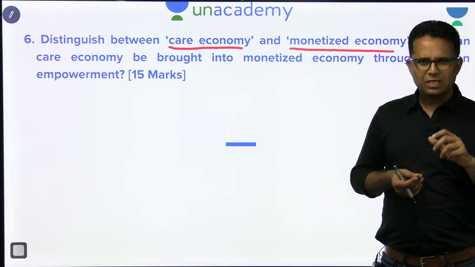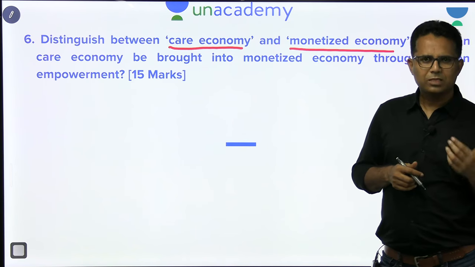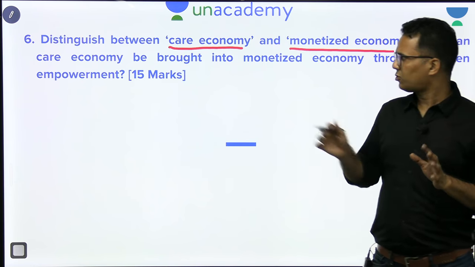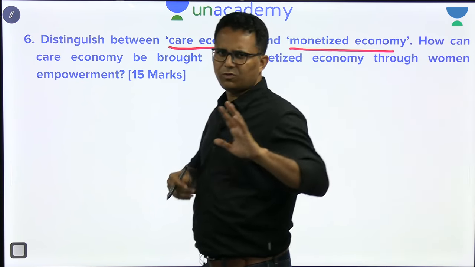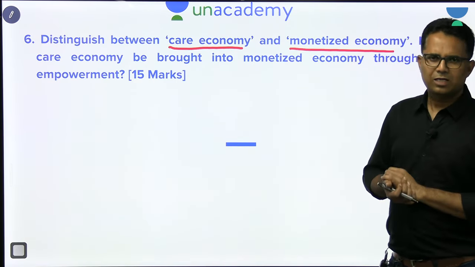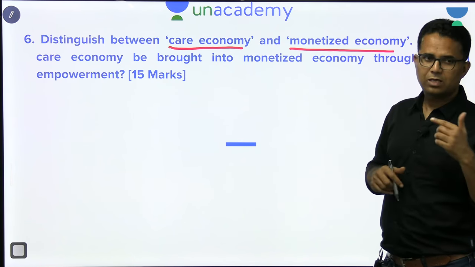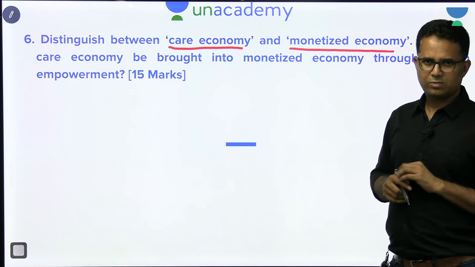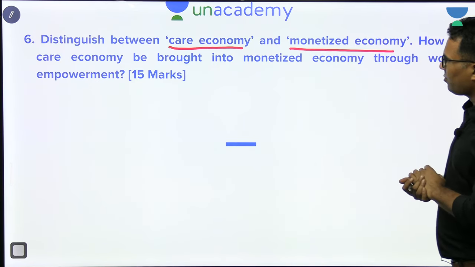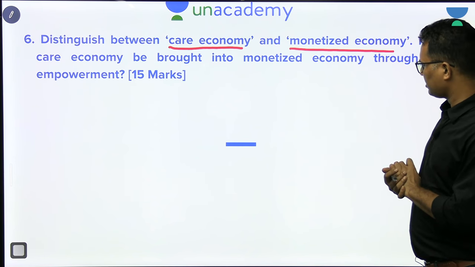Care economy is basically informal economy, unpaid economy. Monetized economy is more formal in nature and it is paid. So care economy is basically the economic activity which goes into taking care of parents or kids. So you define that, and you must also write that care economy is unpaid and informal. Monetized is mostly formal and paid. How can care economy be brought into monetized economy through women empowerment?